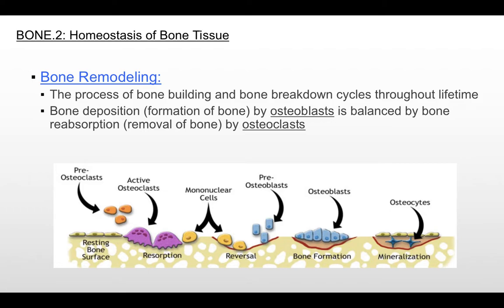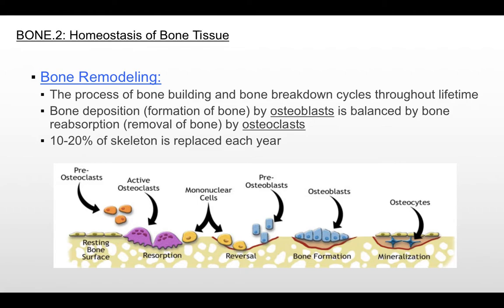There are two processes that kind of happen in balance here. Bone deposition is carried out by osteoblasts, so that just means building, but it's balanced by bone reabsorption, and that's done by a cell called an osteoclast. So an osteoclast removes bone. It secretes an enzyme to break it down.